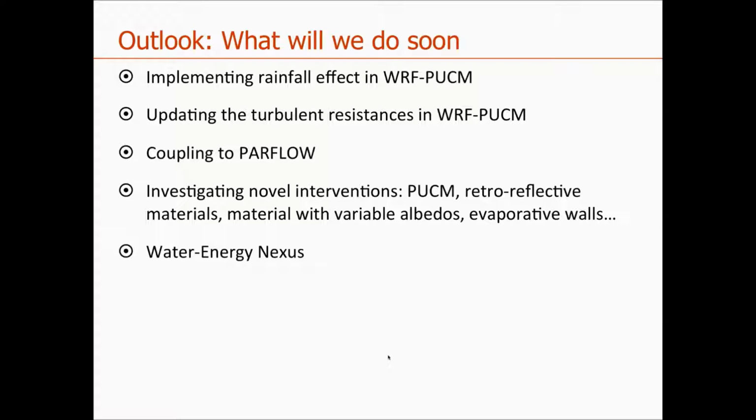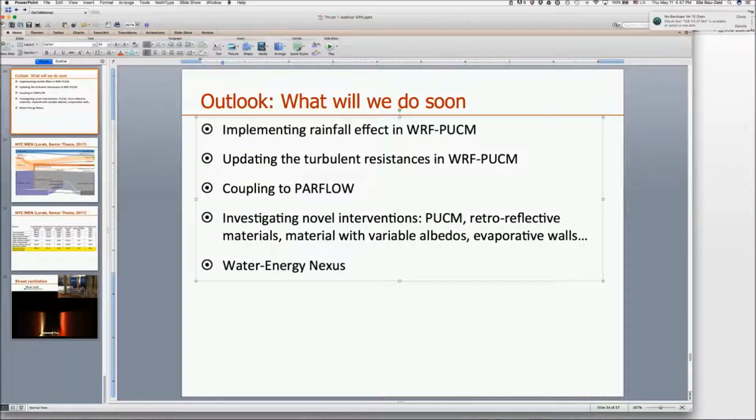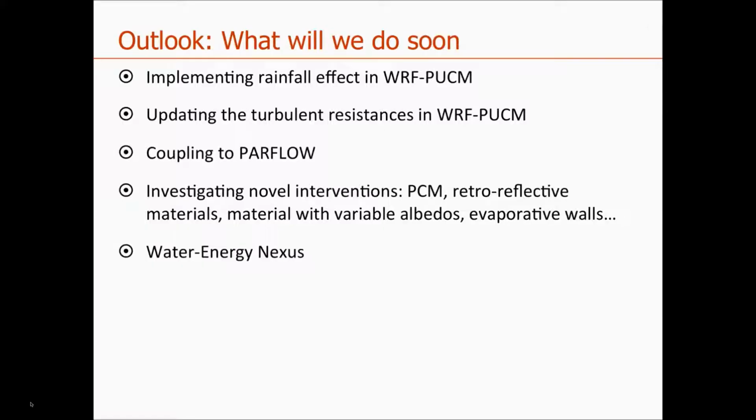We're investigating materials that maybe can have variable albedos in the winter and the summer, evaporative walls. This is not PUCM, this actually should be PCM. So PCM is phase-changing materials. I have a collaborator at the University of Perugia in Italy who works on a lot of these kinds of novel materials and novel skin surfaces. And I will have a student visiting from there that will start implementing some of these novel ideas in PUCM to see what their impact on cities will be.